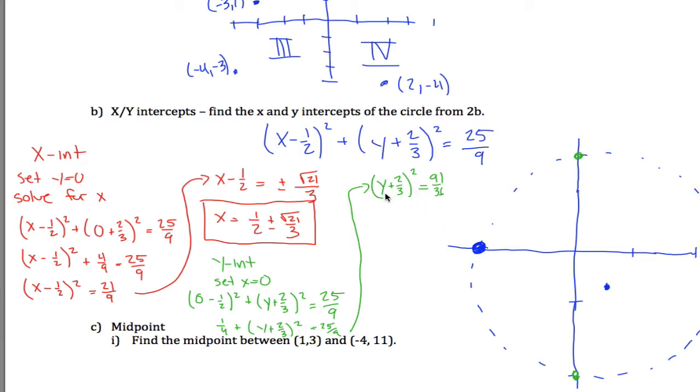Okay, we're close to done. I have to get this y all by itself. To get this y all by itself, I'll take the square root of both sides of the equation. Much like before, you've got to remember that when you take the square root of both sides of an equation, you put in the plus or minus.